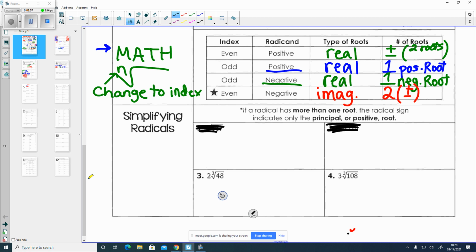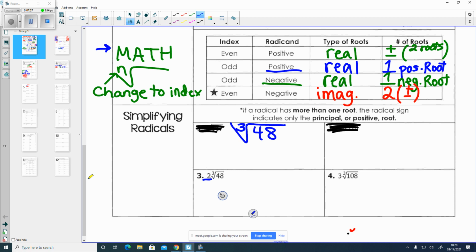All right, so the number in front will be multiplied at the end. So don't forget it, but we're going to ignore this number for a minute, this 2 in the front. Okay? And I am going to take the cubed root of 48. Before you even start to simplify, you want to ask yourself, what are the perfect cubes?